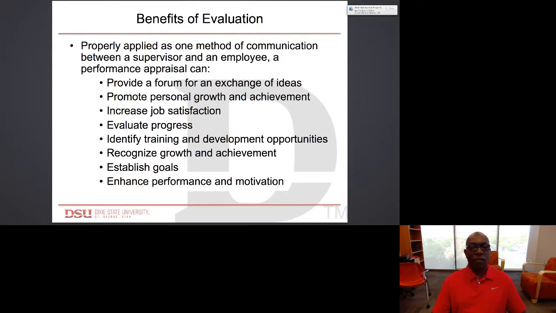What are the benefits of evaluation? Properly applied as one method of communication between a supervisor and an employee, a performance appraisal can do the following: provide a forum for an exchange of ideas, promote personal growth and achievement, increase job satisfaction, evaluate progress, identify training and development opportunities, recognize growth and achievement, establish goals, which is very critical, and enhance performance and motivation. You always want to do those things.